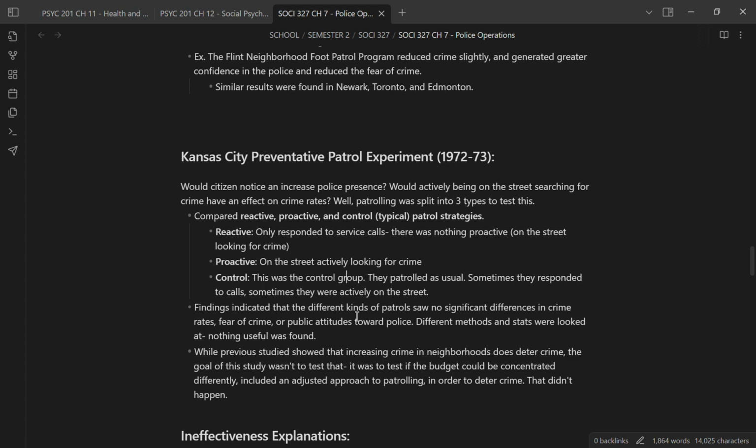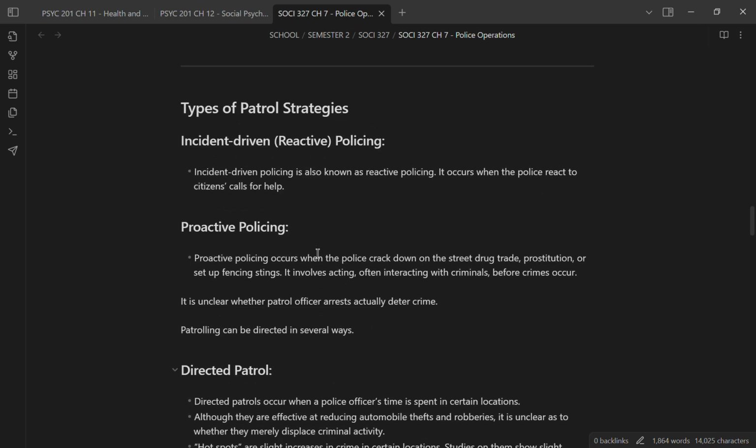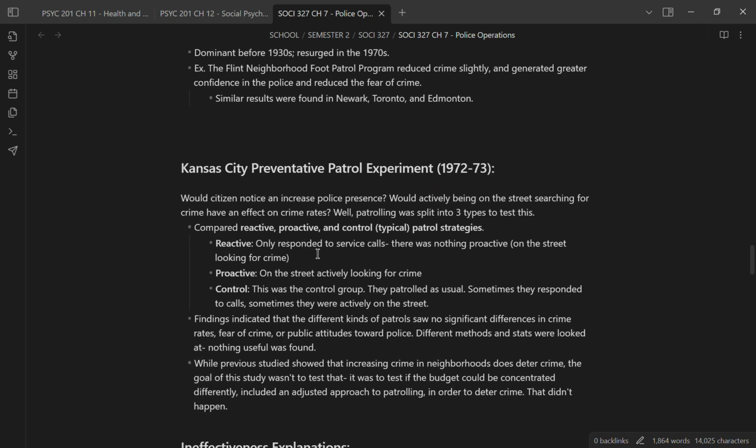There was reactive patrolling, or as we saw here, incident-driven patrolling, where patrols would be responding to calls. There was nothing proactive about it. We had proactive patrolling, which is where officers would only be on the street looking for crime and not respond to calls at all. And then we had control. So like typical patrolling, sometimes they would be responding to calls, sometimes they would be patrolling.